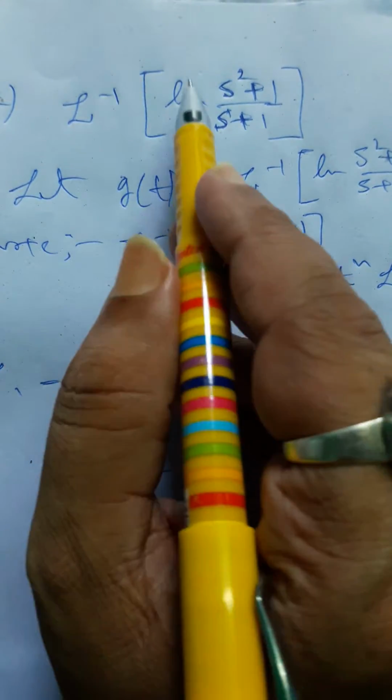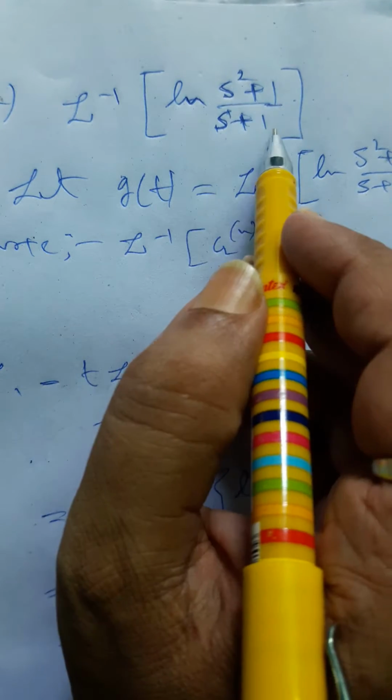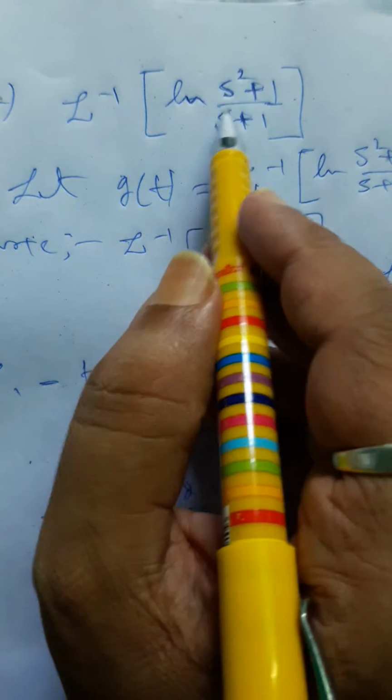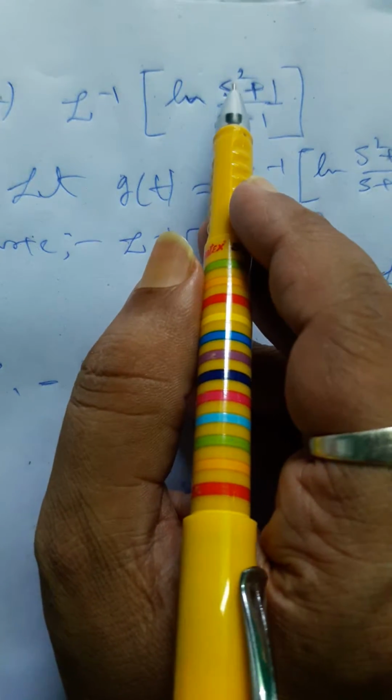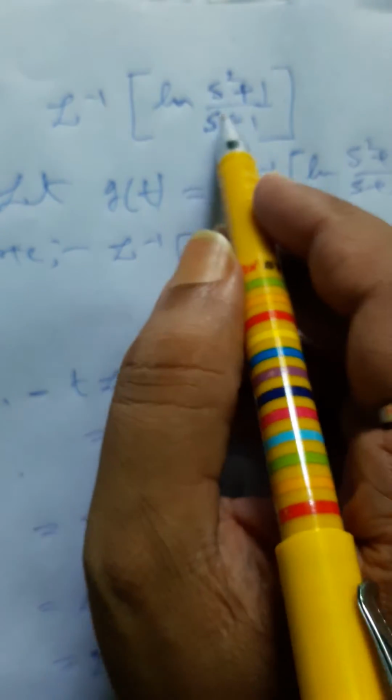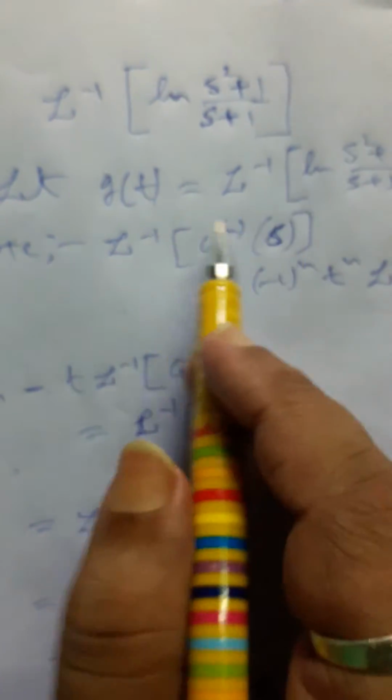Let L inverse of ln of (s square plus 1) by (s plus 1). We use here the parameter s instead of parameter t, whatever may be the case. We may use the parameter s instead of t. Now here it is the Laplace transform of (s square plus 1) by (s plus 1). Now let g(t) equal this.